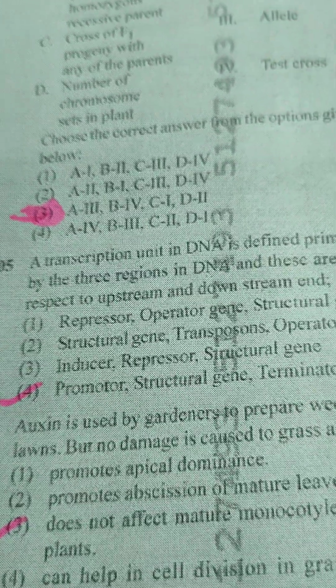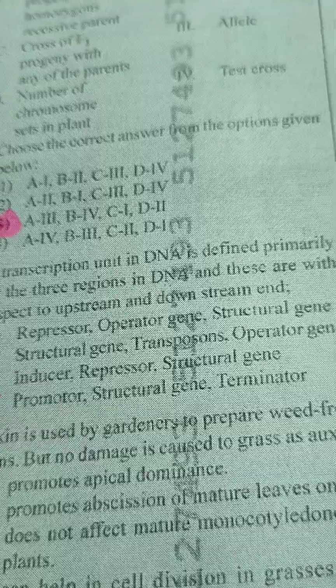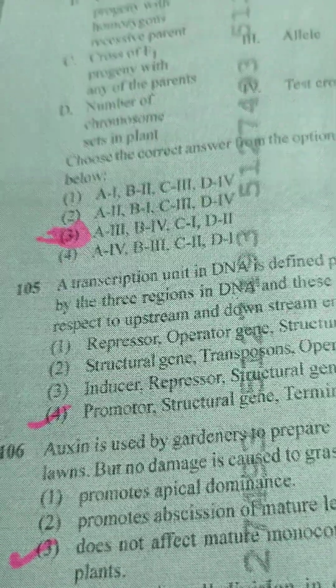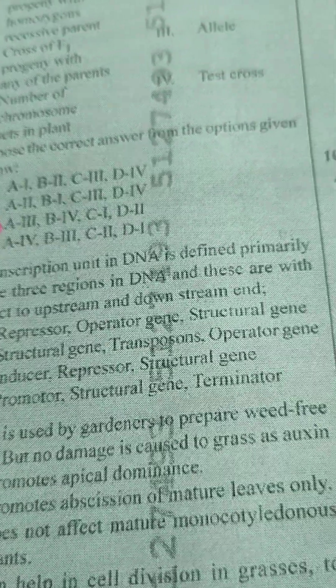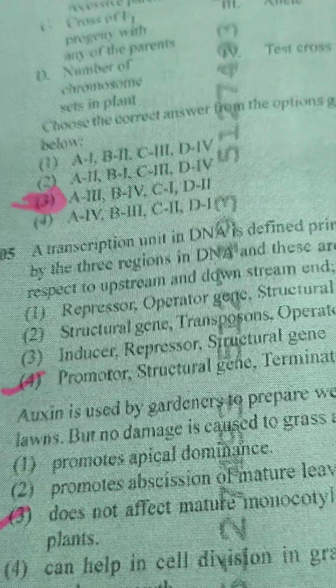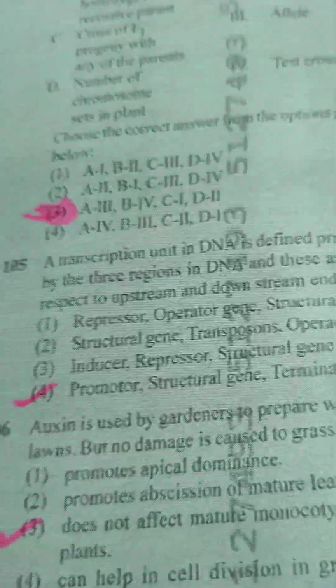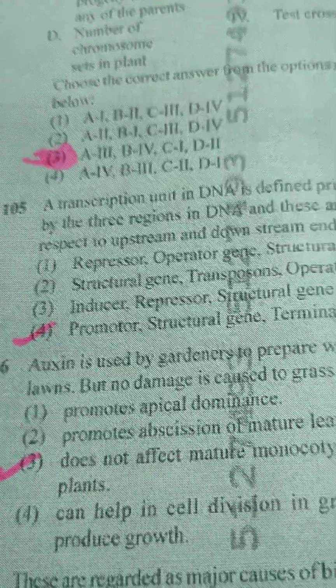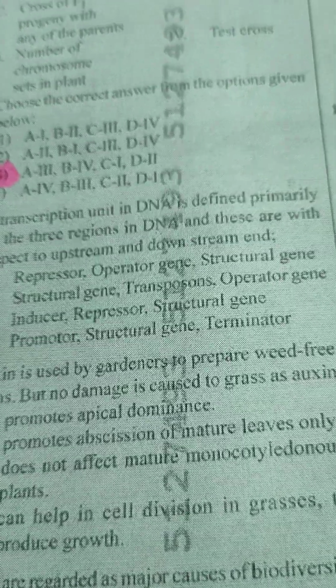Question number 105. A transcription unit in DNA is defined primarily by the 3 regions in DNA, and these are with respect to upstream and downstream end. Correct answer is 4, promoter, structural gene, terminator.